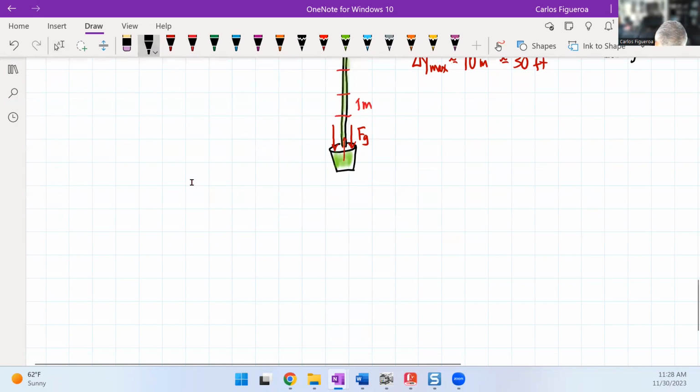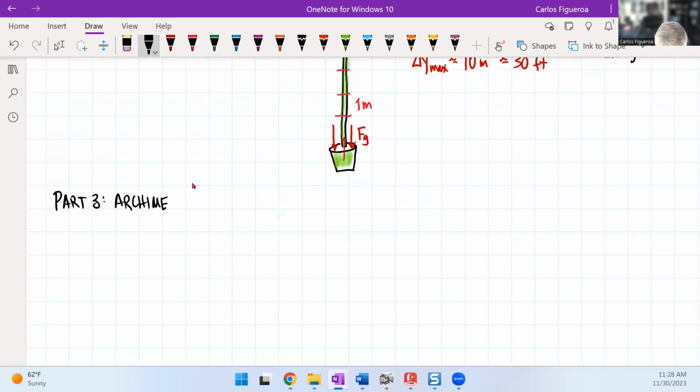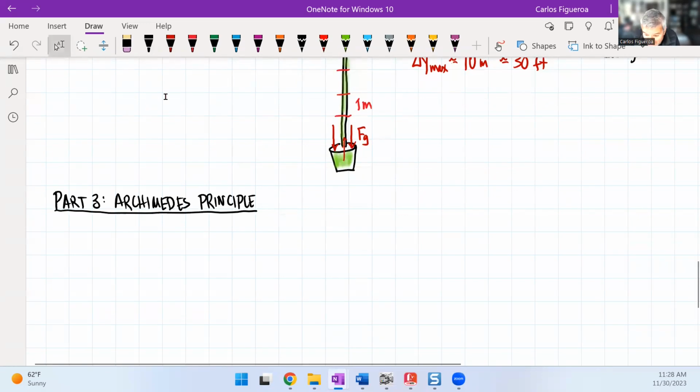Let's look at the last part here, which is part 3. Part 3 is Archimedes' principle. There's a lot of history with Archimedes' principle. He's definitely one of my favorites. You've probably heard the story of the crown and the word eureka. This is a guy, and this is a pretty ingenious little thing. And here's what we got to do.